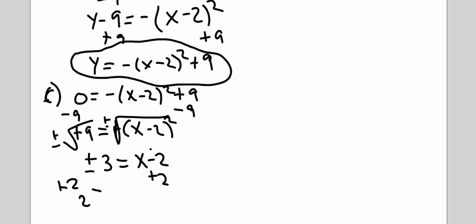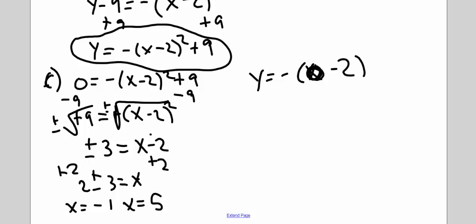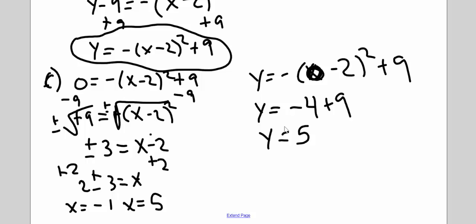So our roots would be at 2 plus and minus 3. So our roots would be at x equals negative 1 and x equals 5. For the y-intercept, we do the same thing, but plug in 0 for x. Oops, I didn't plug in 0. There we go. So I'm going to do the same thing, just work it out. Negative 2 squared would be a positive 4, but we still have that negative out in front, so it would be negative 4 plus 9. So our y-intercept would be at a positive 5.